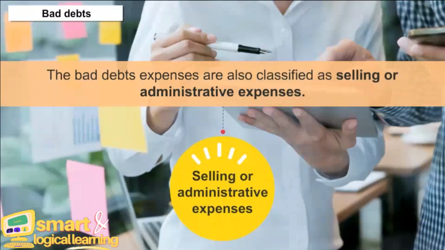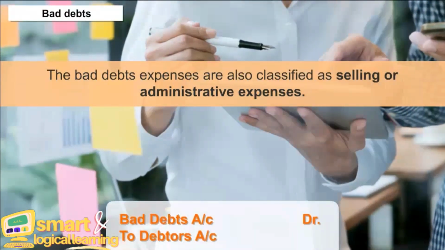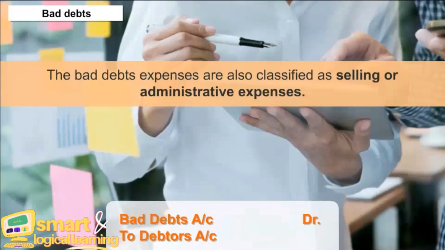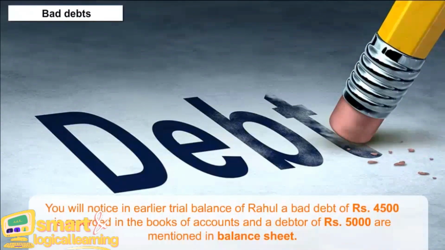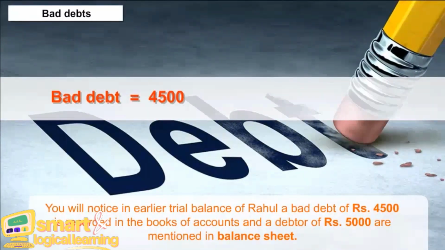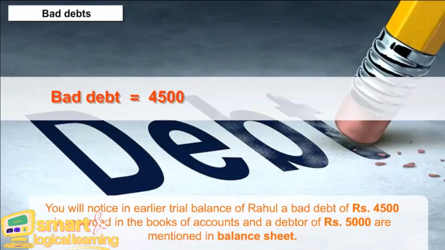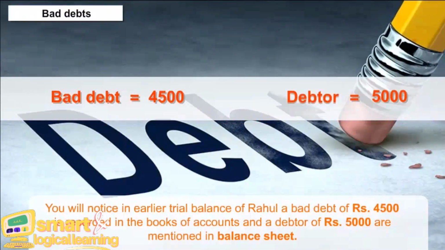The entry for bad debts accounts is done as bad debts account debited to debtors account. You will notice in the earlier trial balance of Rahul, a bad debt of 4,500 rupees is recorded in the books of accounts and debtors of 5,000 rupees are mentioned in the balance sheet.